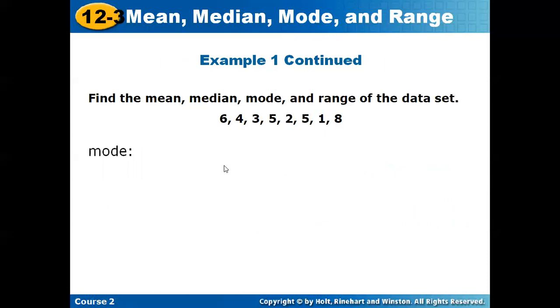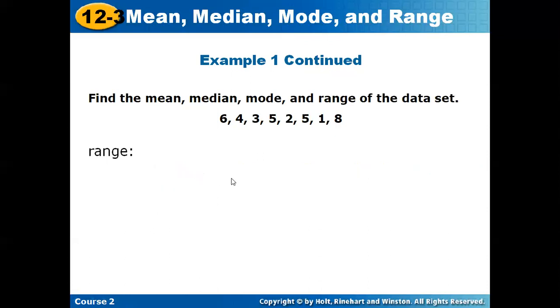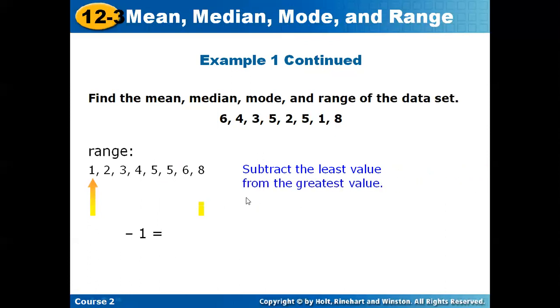The mode is simply the number that occurs most of the time. So 5 occurs 2 times as compared to the other numbers that occur only 1 time. So therefore, the mode is 5. For the range, we need only to subtract the least value from the highest value. The highest value here is 8. So you will have 8 minus 1. That could be 7. So the range here is 7.